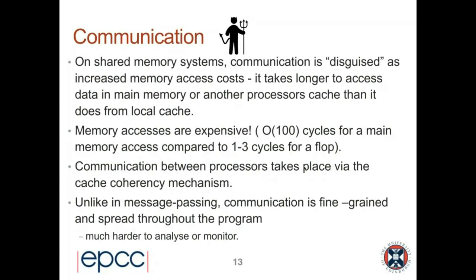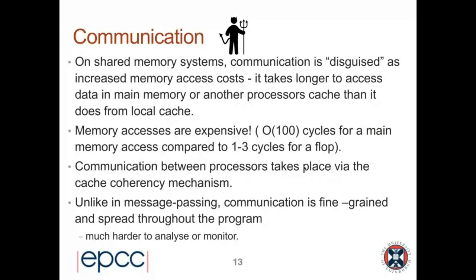Okay, so my next evil is communication. Really, is communication going on? And the answer is yes. But it's happening in a rather subtle and indirect way, because on shared memory systems, communicating data between threads is disguised as increased memory access costs, because it takes longer to access data that's in main memory or data that's in another processor's cache than it does to get it from the local cache where the thread is currently executing.